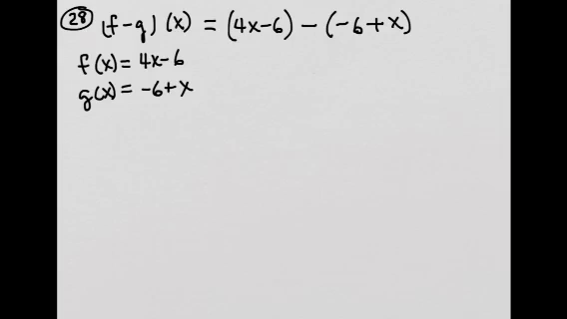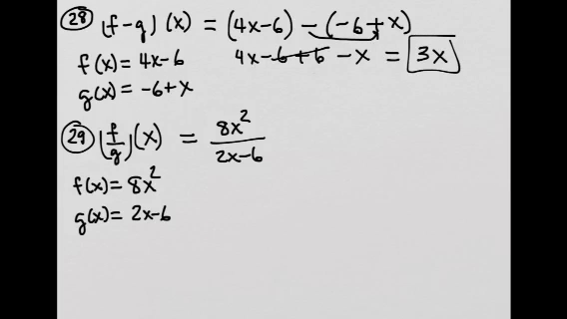Okay, so for 28, they're asking you to subtract f minus g, and here's the setup after the equal sign. So we're going to distribute, get rid of parentheses by distributing the -1. So minus a negative is +6, and then minus x. So don't forget to distribute this negative over here, right? 6 minus 6, that's 0. 4 minus x, that's 3x.